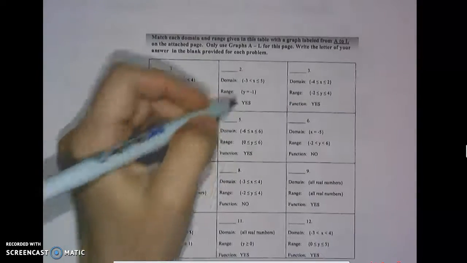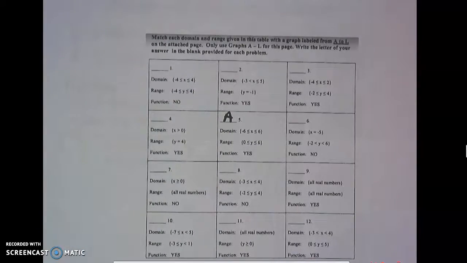So that's going to happen here for number 5. So we're going to put a capital A there. It has the domain, the range, and the function, that it is a function exactly the way that we need it to. Okay?